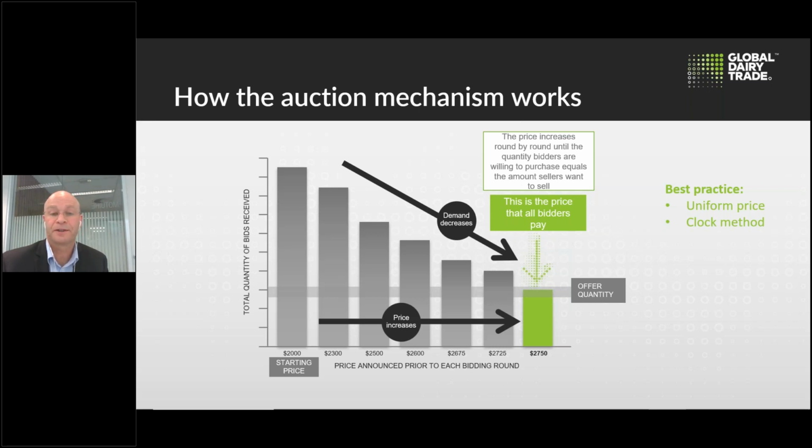And then alongside that, we have an auto bid function. For those that don't want to spend the time going through the clock auction process, they can just put in their auto bids, how much they're prepared to buy at what price limits, and the system will manage that for them. And so it's quite possible to bid and buy product without actually turning up to the live auction itself. So that's a picture of how it works at a high level.